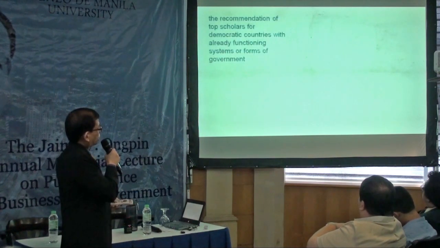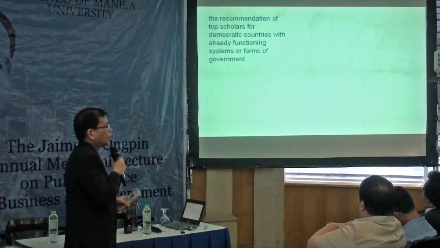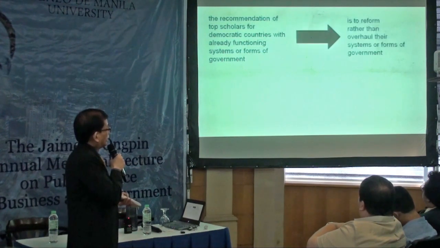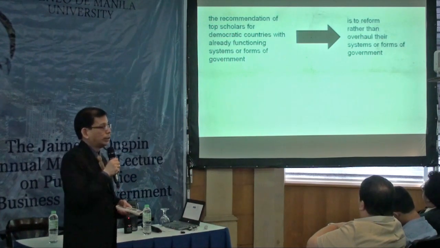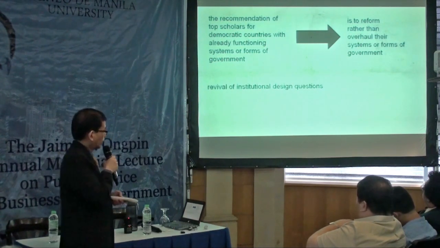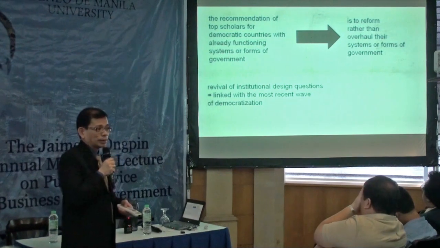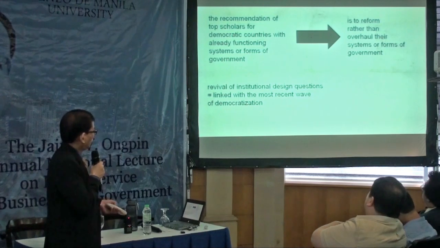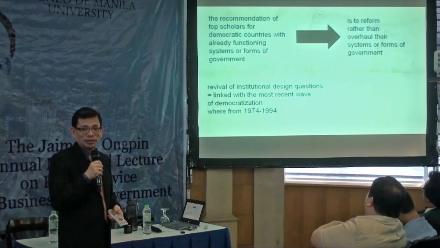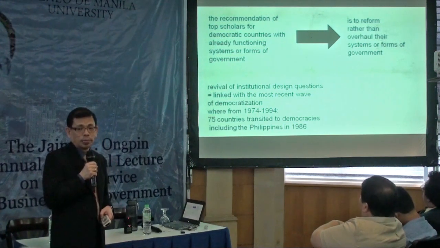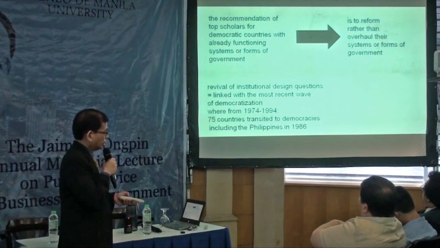The recommendation of top scholars for democratic countries with already functioning systems or forms of government is actually to reform rather than overhaul their systems or forms of government. The revival of institutional design questions actually is linked with the most recent wave of democratization, wherein from 1974 to 1994, about 75 countries transited to democracies, including the Philippines in 1986.